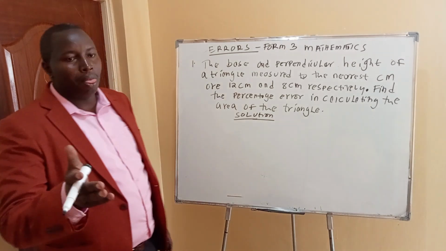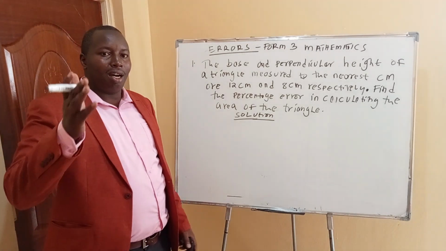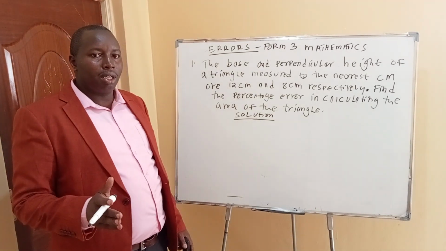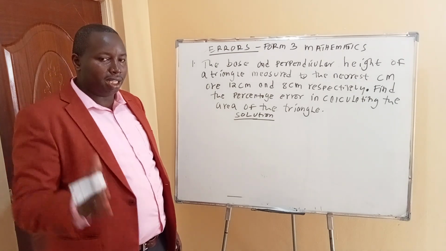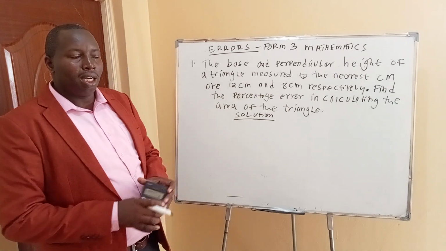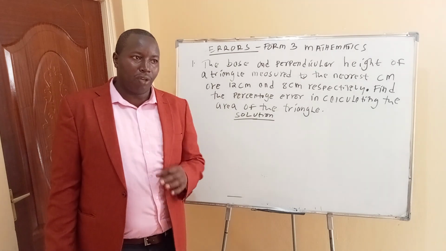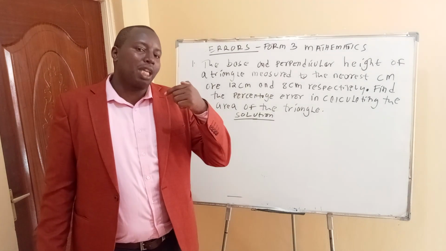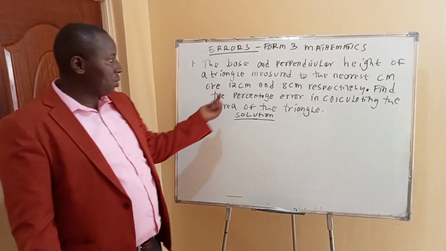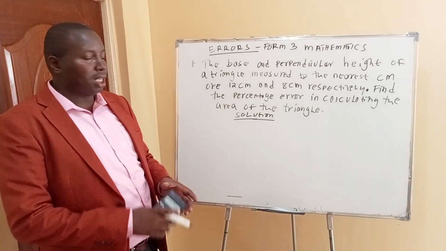On today's lesson, we are going to cover errors and approximation. That is Form 3 mathematics. We are going to cover the part on propagation of errors, that is on multiplication of errors. The first question we are going to cover is on multiplication of errors.